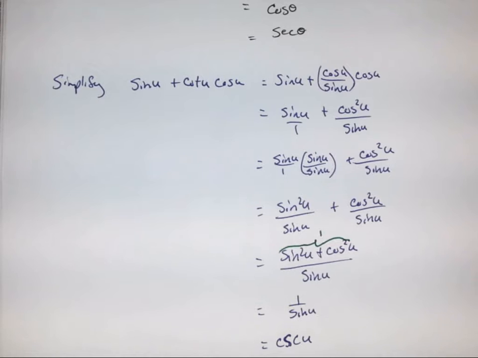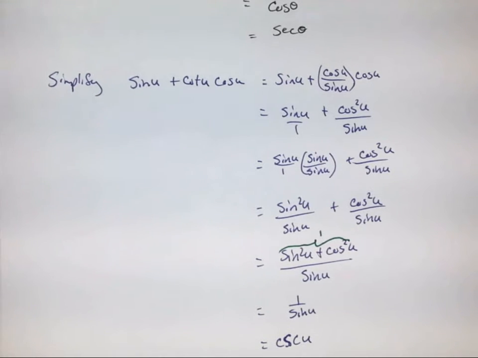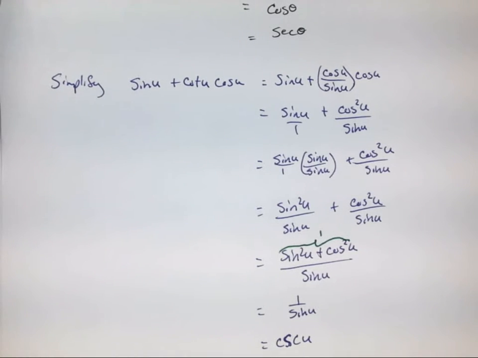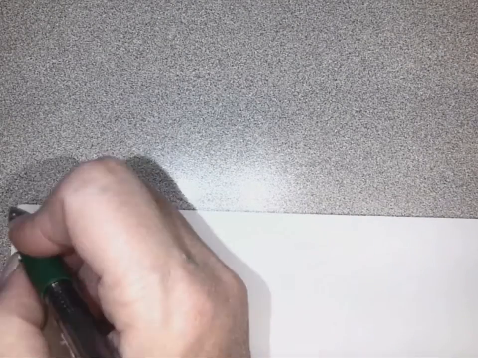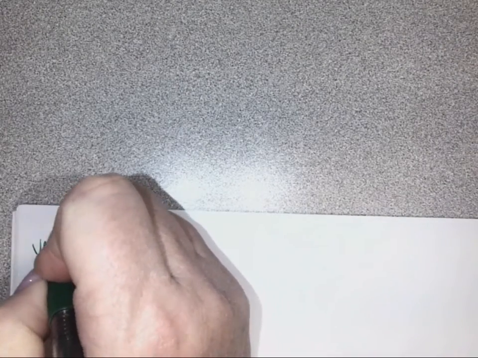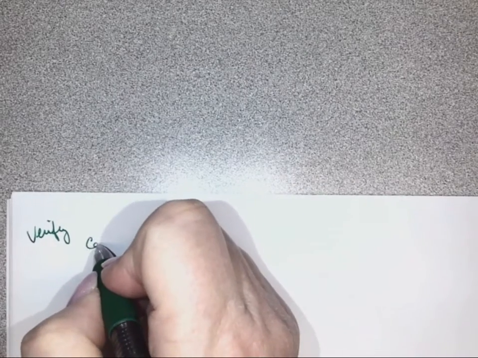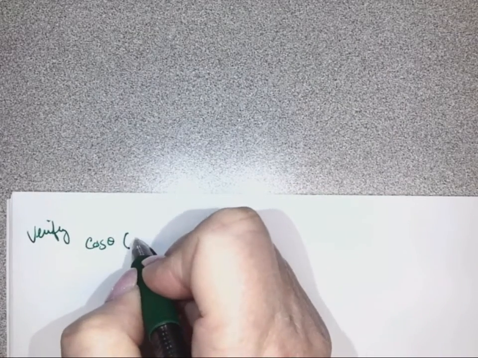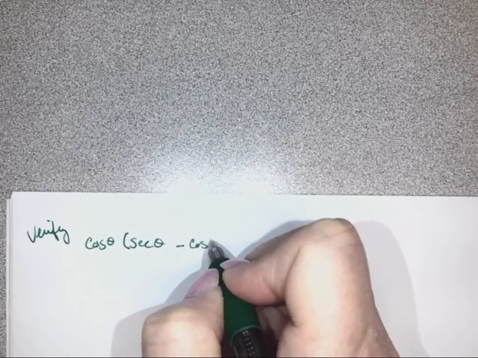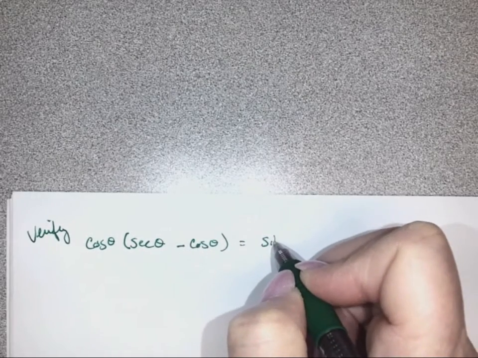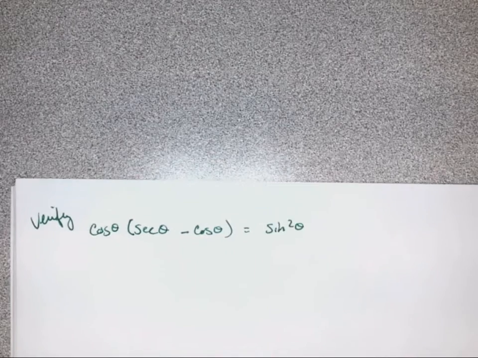All right, so now we're going to go look at, those were all trig expressions. We're going to go look at equations at this time, and instead of simplifying, we are going to verify that cosine theta times secant theta minus cosine theta is equal to sine squared theta.